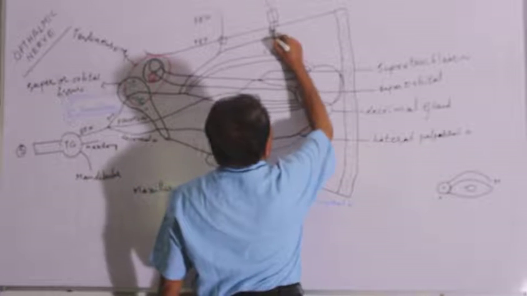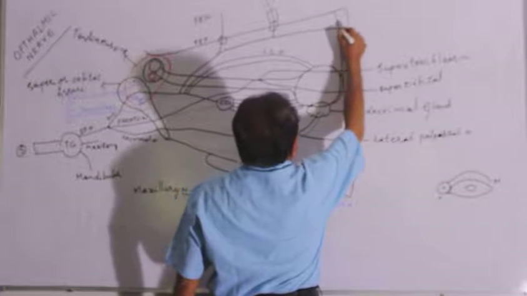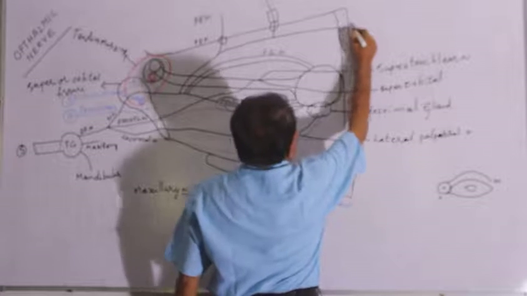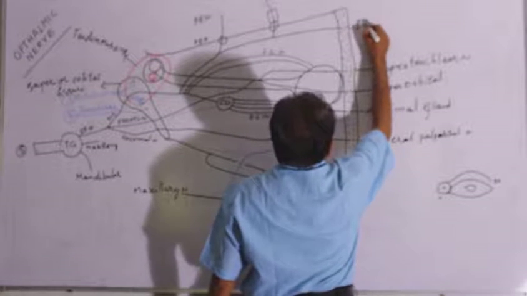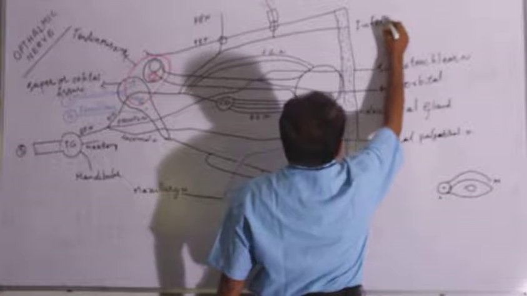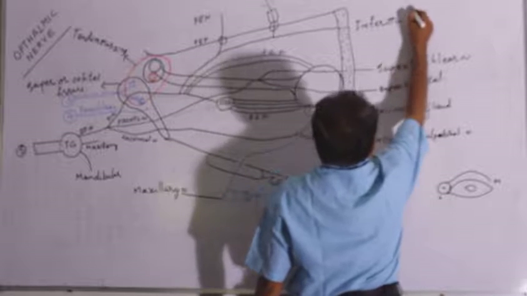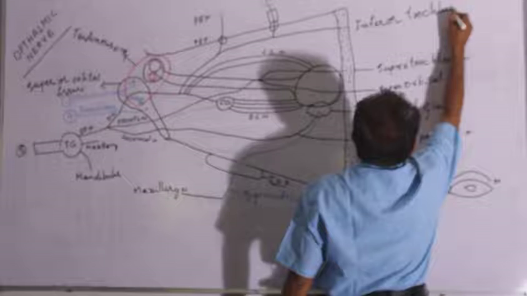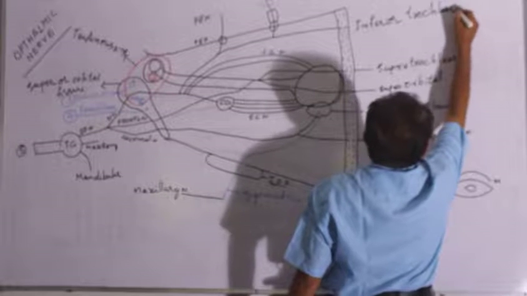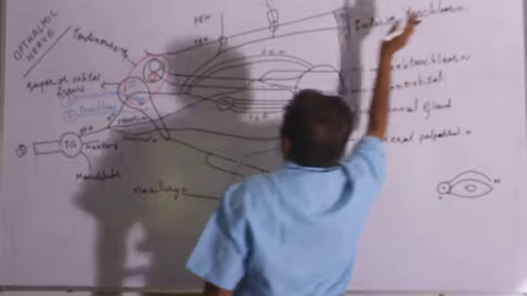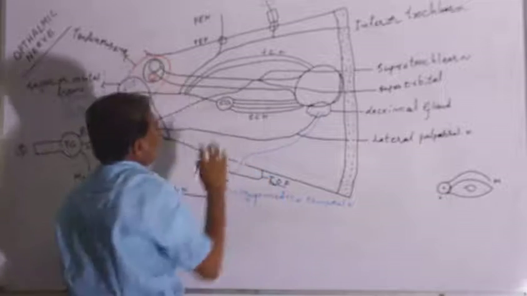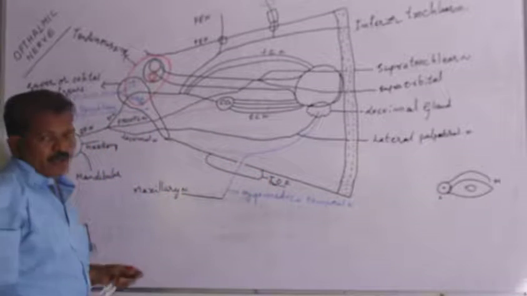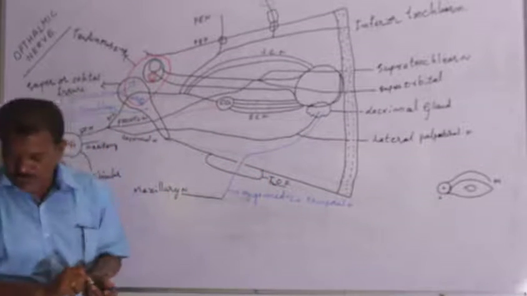Then terminally it comes out as the inferior trochlear nerve. These are the branches of the ophthalmic nerve. So once again, you listen.